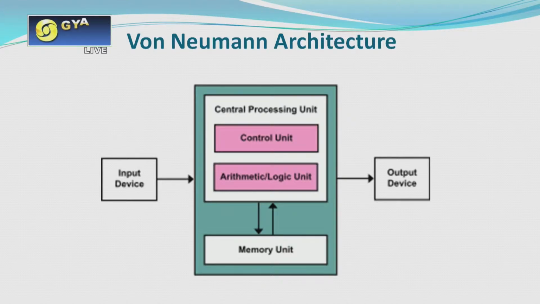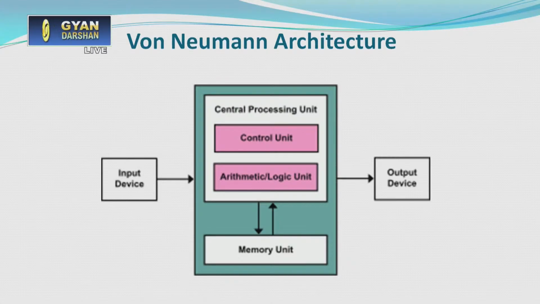So once again, there is a memory unit which has been highlighted over here, from which it can take the instructions and the data, or else it can save the data into the memory. So bidirectional arrows are placed there in order to fetch, or else to store the data into the memory unit.